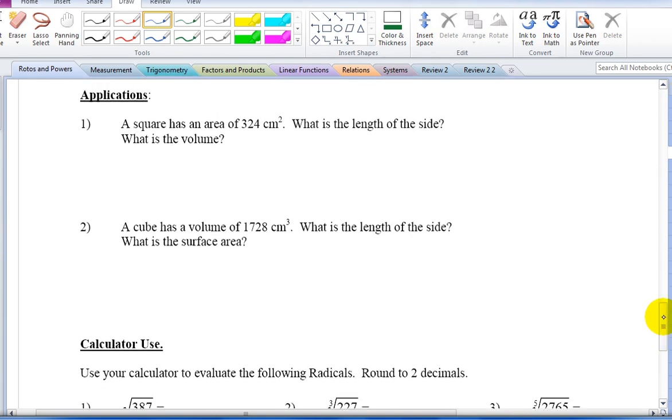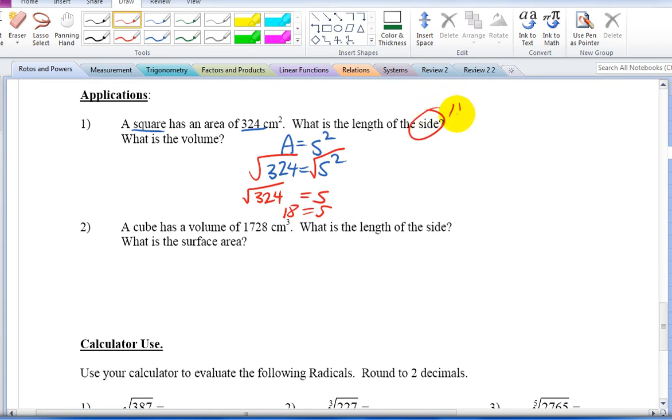I'm going to go really quickly here. If an area of a square is 324, we start with the formula, area equals s squared. 324 is the value of A, that equals s squared. And so what do we do to get rid of the square? Square root both sides. So s equals square root 324. I believe that equals 18. Okay. Then that's the side length, 18.